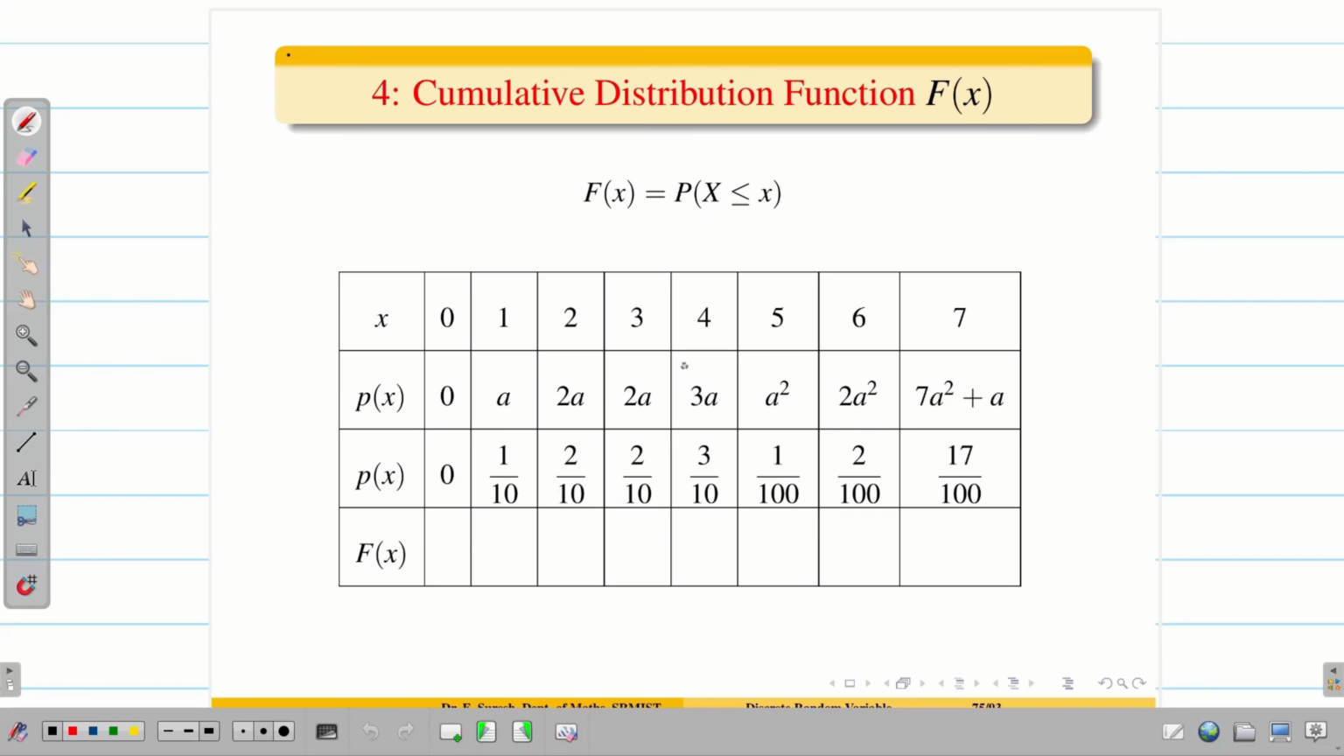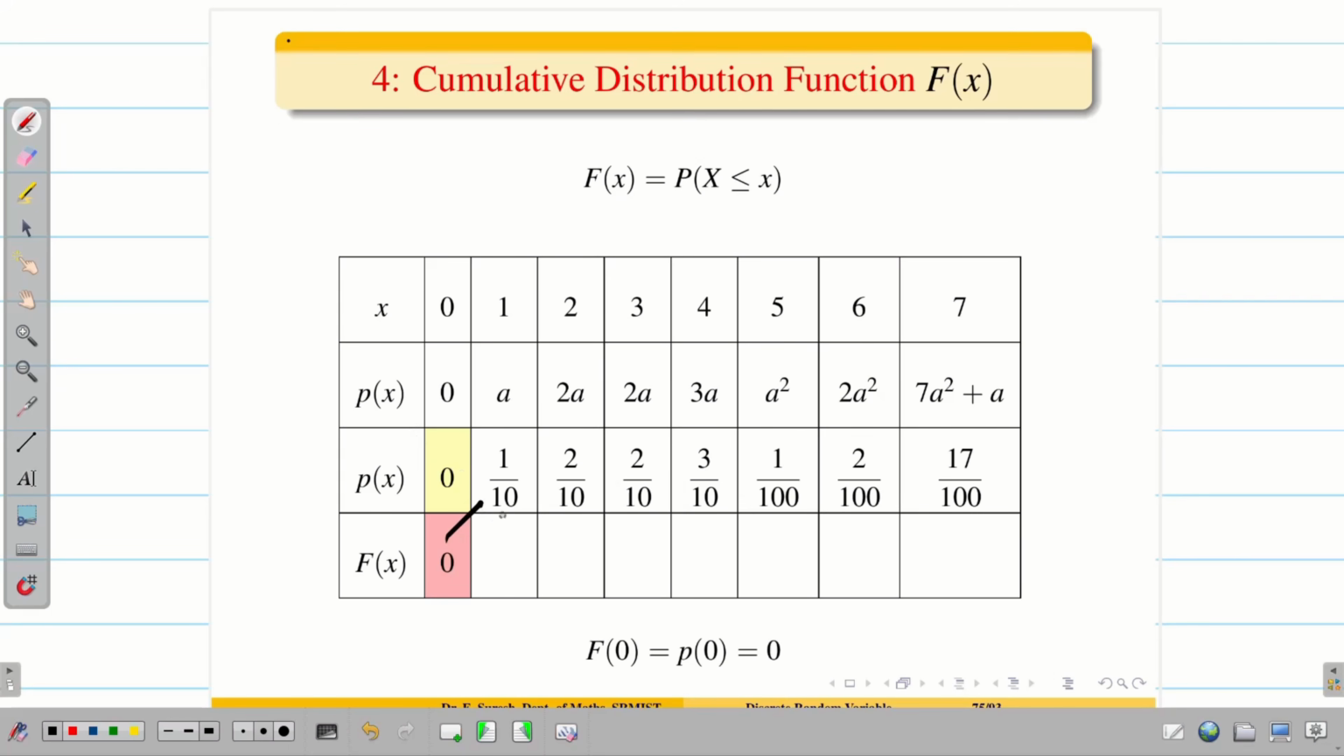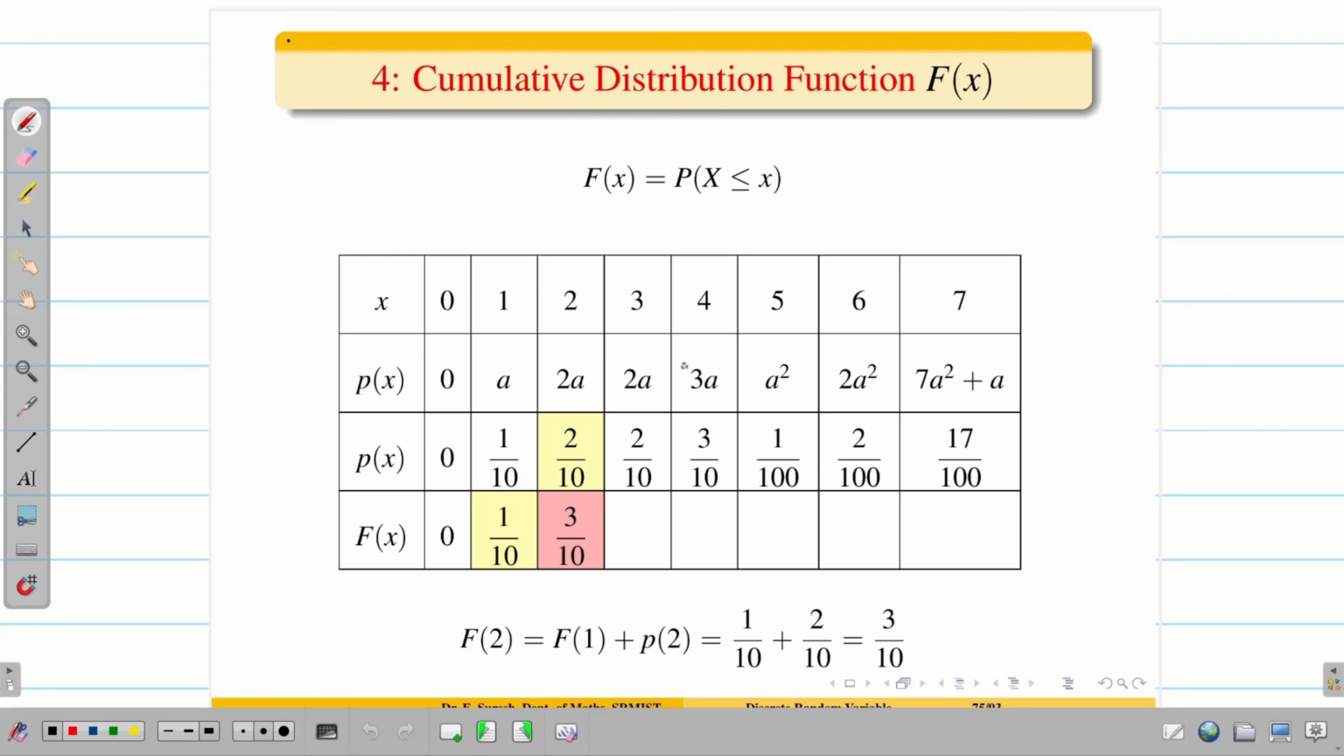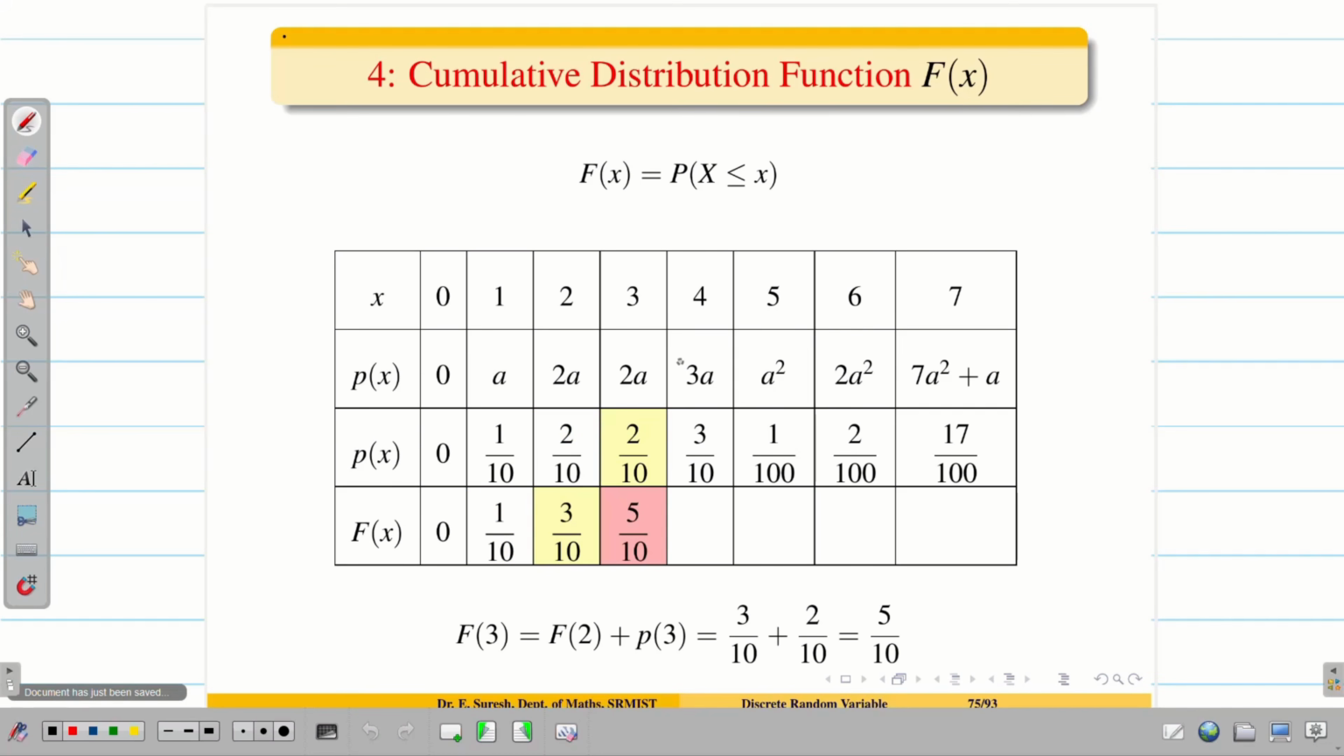Now let us begin the CDF. You know what CDF is? CDF properties: it is always lying between 0 to 1. Now first we have to take this data as it is. It's going to be 0. Now add these 2 data and write the CDF. So it is going to be 1 by 10. 1 by 10 plus 2 by 10, 3 by 10. 3 plus 2, 5. 5 plus 3, 8.